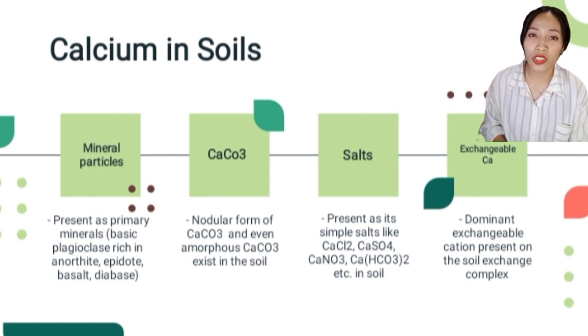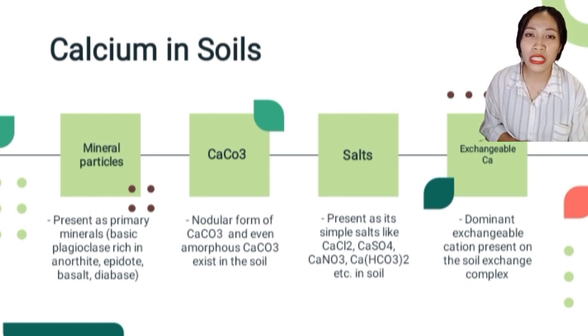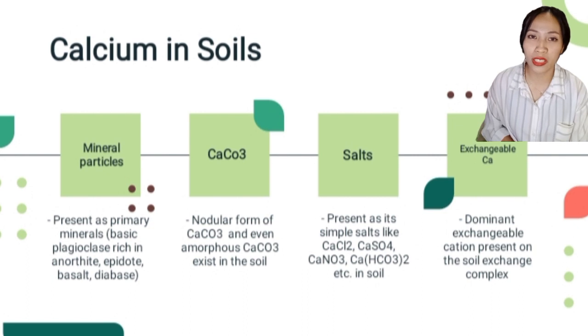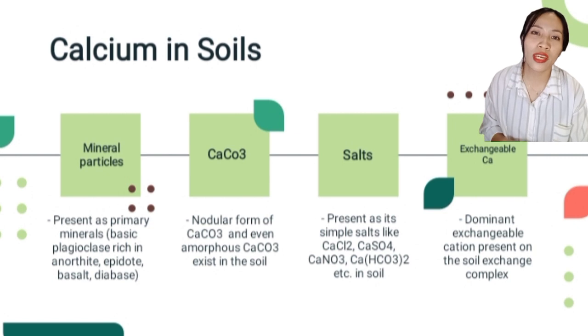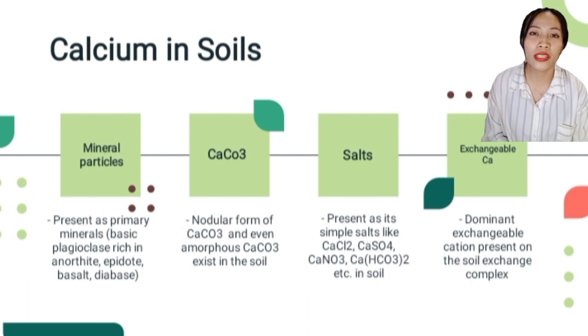Second is CaCO3. The nodular form of CaCO3 and even amorphous CaCO3 exist in the soil. Third is salt. Calcium is also present as simple salts like CaCl2, CaSO4, Ca(NO3)2, Ca(HCO3)2, and other salts in the soil. And the last one is exchangeable Ca. Among various cations, calcium is the dominant exchangeable cation present on the soil exchange complex.